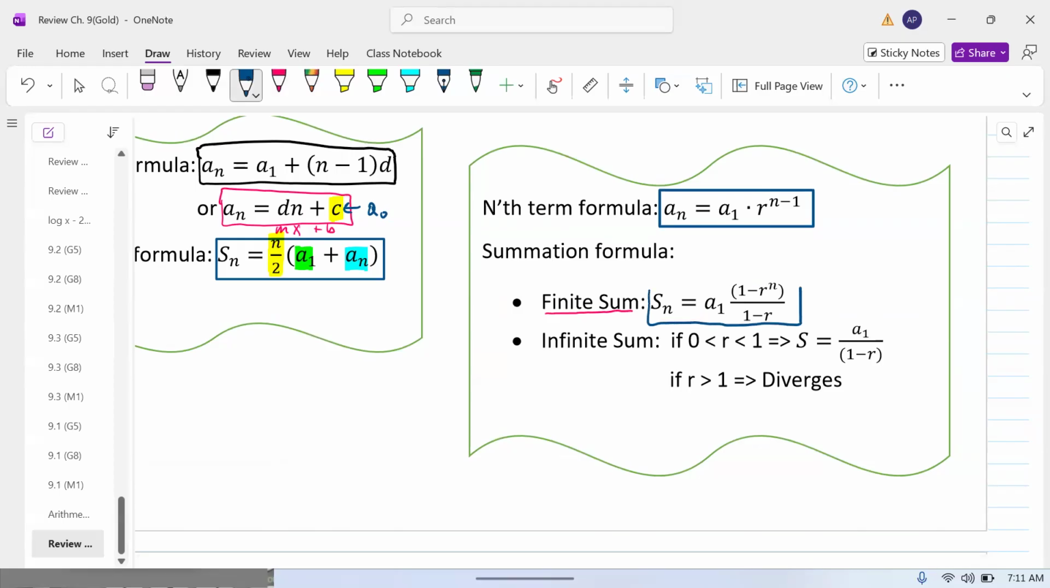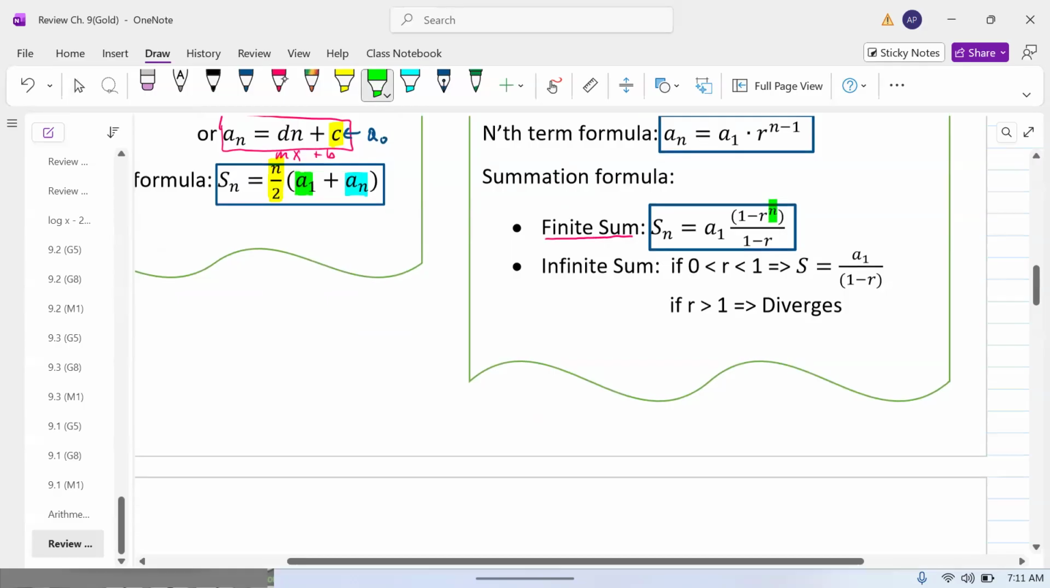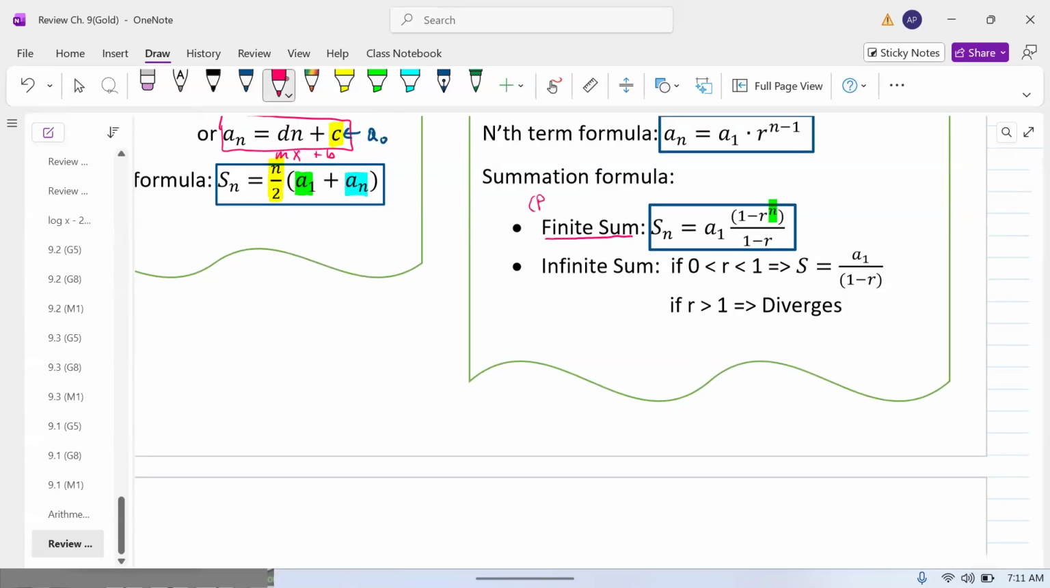So this would be a finite sum. And notice the finite sum has n in it, because we do know how many terms we're adding. But then there is also something called the infinite sum. Oh yeah, by the way, finite sum is also sometimes called partial. So sometimes on your assignments, you might see something that says find the partial sum. Well, if it says find the partial sum, that means find the finite sum.